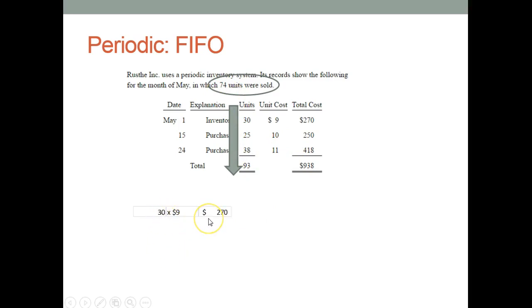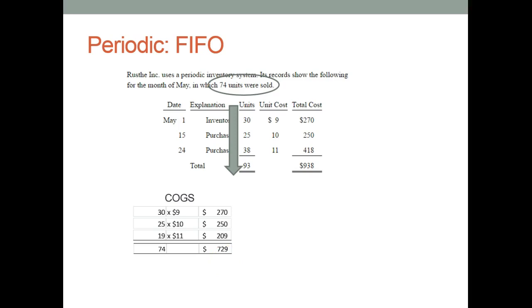So all 30 units at $9, we're going to reduce from inventory. All 25 at $10. And then we only need 19 of the last tier. So we're pulling from the top down to figure out cost of goods sold. 19 units at $11 gives us $209. Our total 74 units have a total cost of $729. That's the cost of goods sold.